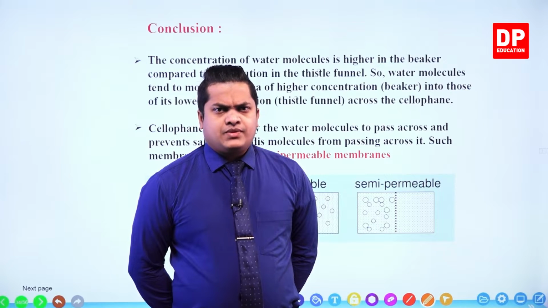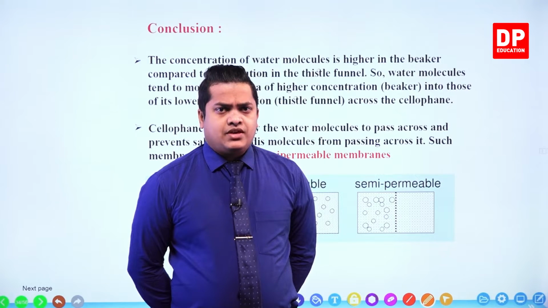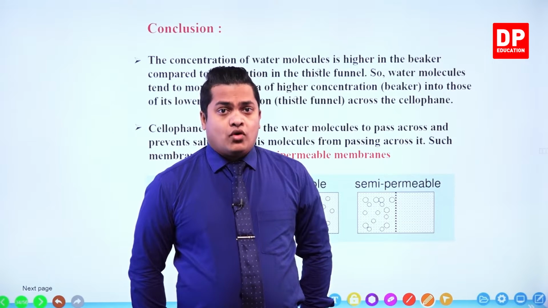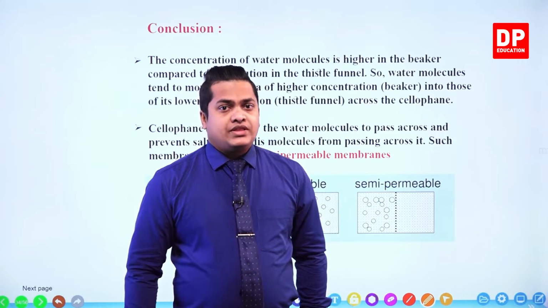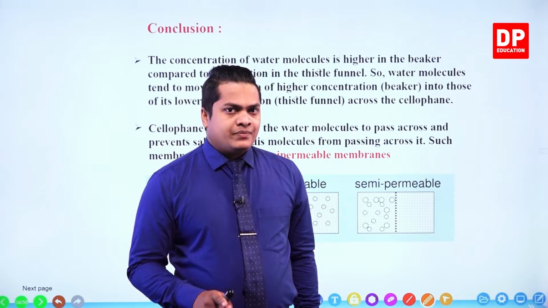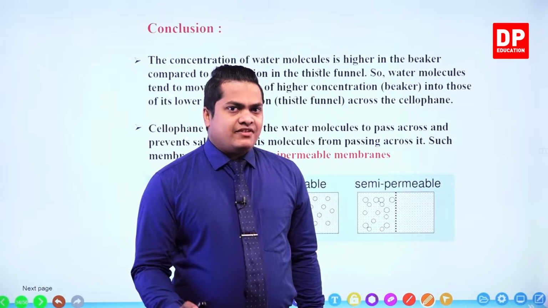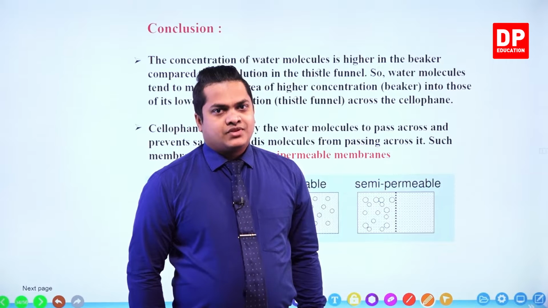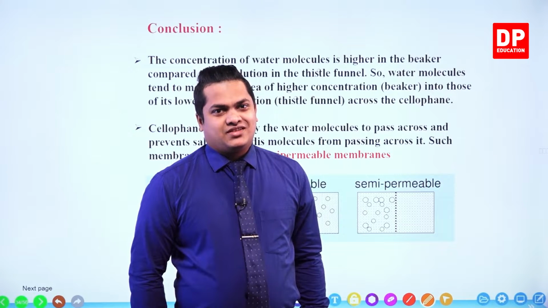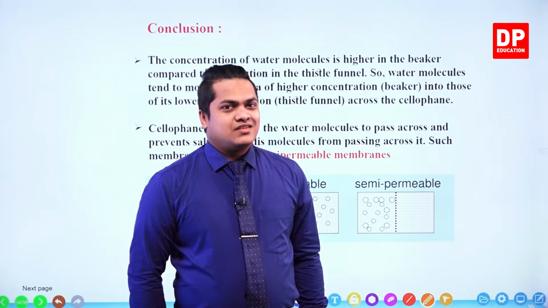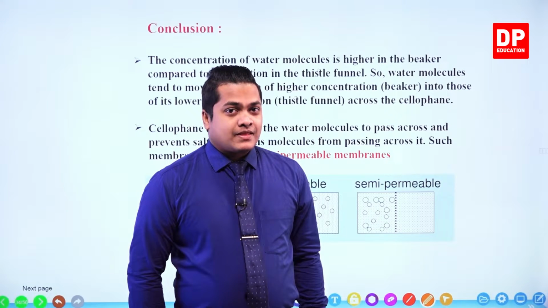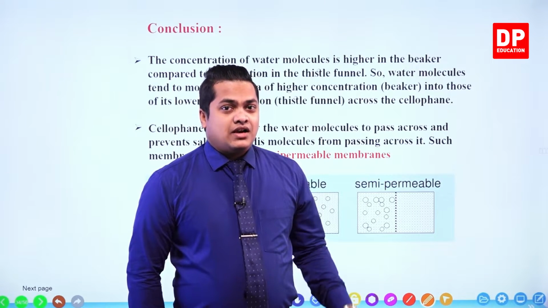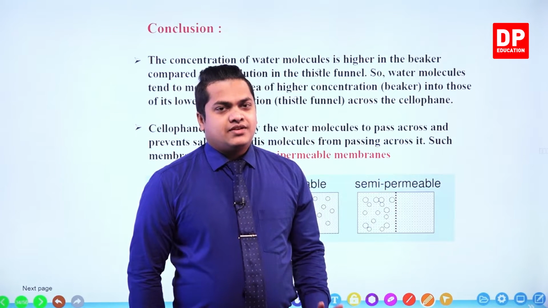There were no condis particles within the beaker. There was no salt solution within the beaker, so no salt particles, only water. So the concentration of water within the beaker is very high, as there is a very large number of water particles. However, the thistle funnel has fewer water particles. So there is a concentration difference, my dear children. Definitely there is a huge concentration difference when you compare the concentration of water particles.